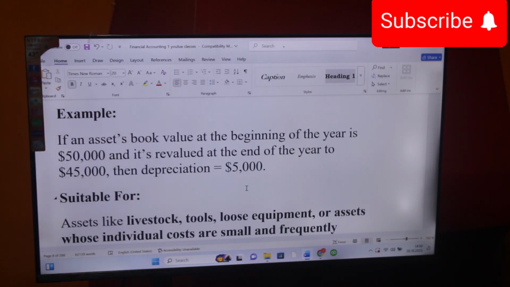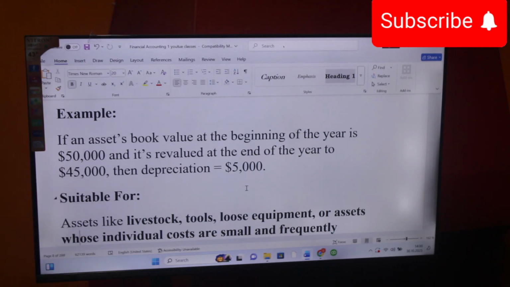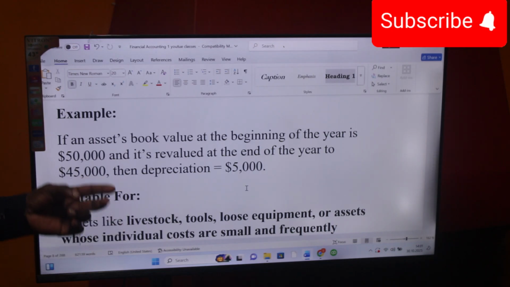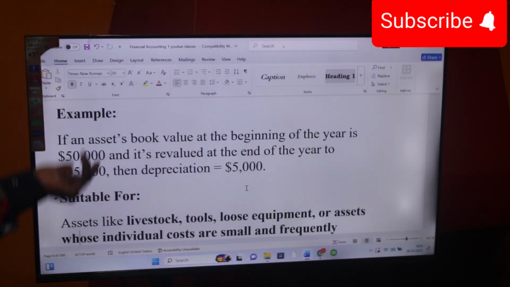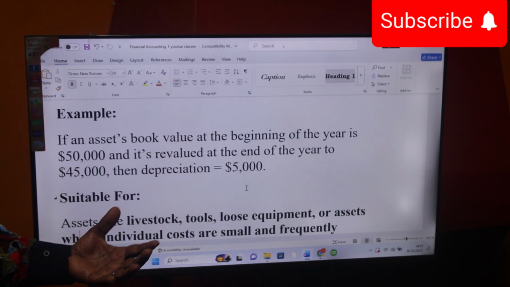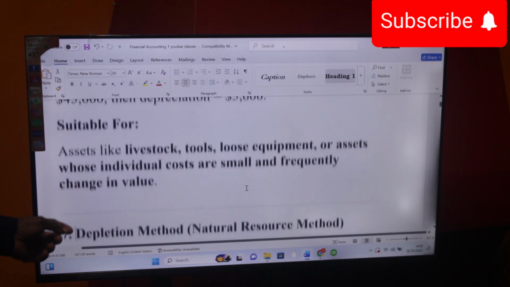This question simplifies the case, but you can have a situation whereby the value at the beginning of the year was 50,000 and we bought assets worth 20,000, and the value at the end of the year is 60,000. The value at the beginning was 50, we bought assets worth 20,000, therefore it got to 70. But the value we are making is not 70, the value is 60, meaning the depreciation, or loss in value, is 10. And I think I explained where they can be comfortably used.